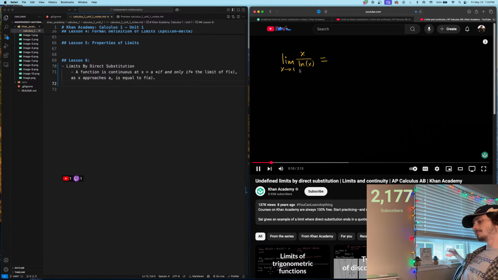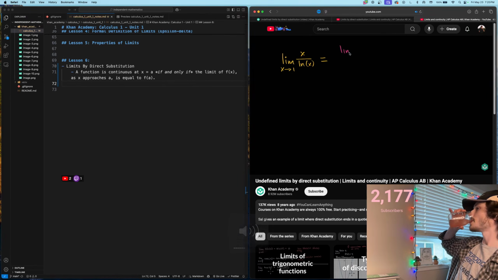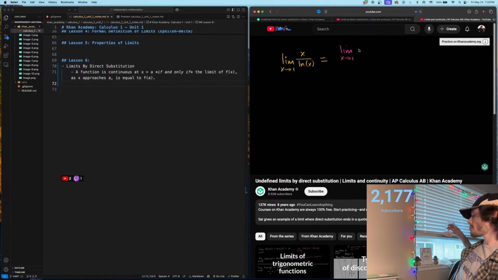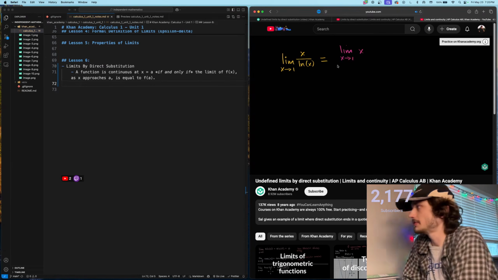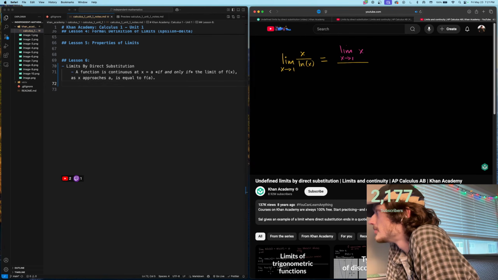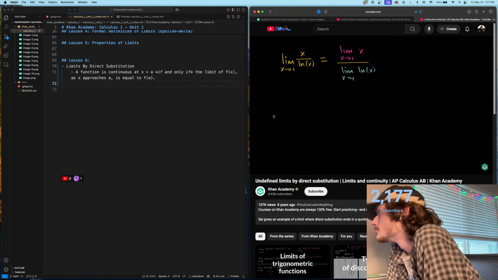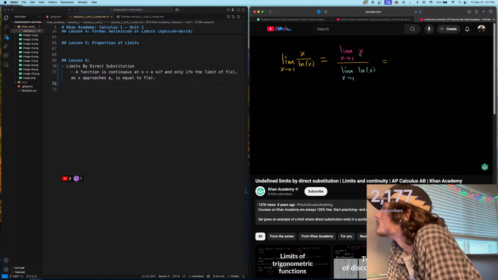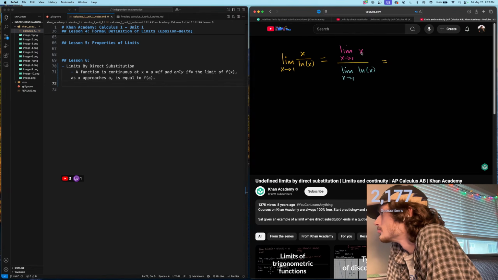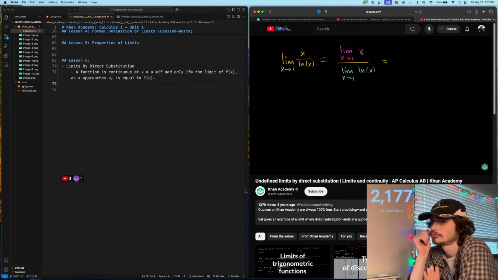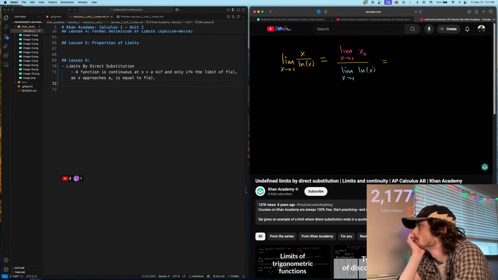Well, we know from our limit properties, this is going to be the same thing as the limit as x approaches 1 of x over the limit as x approaches 1 of the natural log of x. Now, this top limit, this is pretty straightforward. If we had the graph of y equals x, that would be continuous everywhere. It's defined for all real numbers and is continuous at all real numbers. And so if it's continuous, the limit as x approaches 1 of x is just going to be this evaluated at x equals 1. So this is just going to be 1.